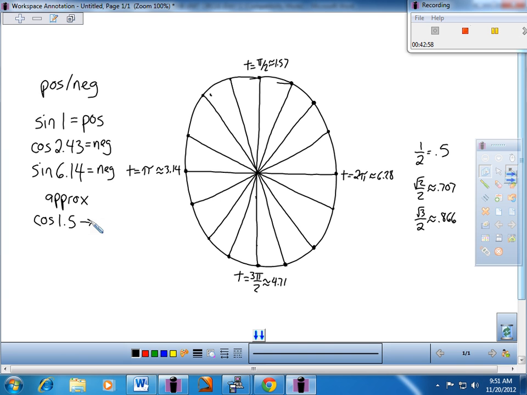Well, let's take a look. If you've gotten 1.5 units around the unit circle, I'm hoping everyone would be in agreement. We're probably right about there, give or take, just before the pi over 2.